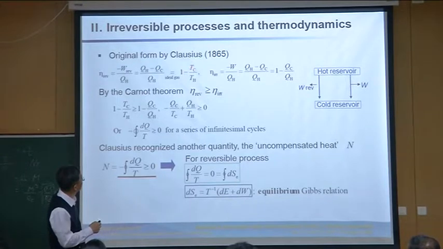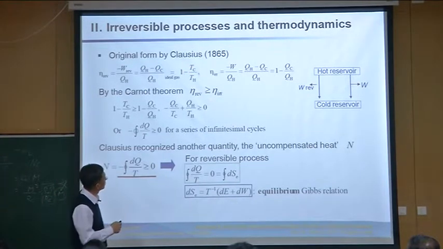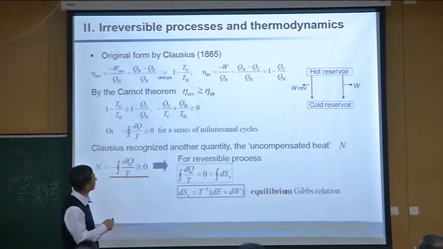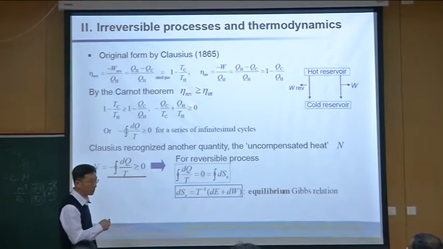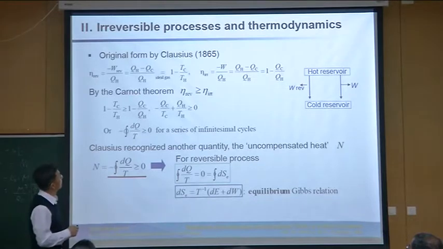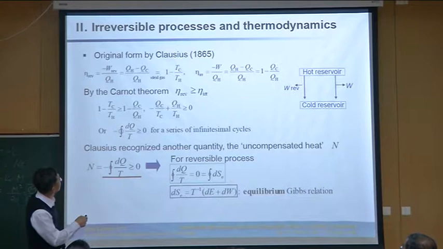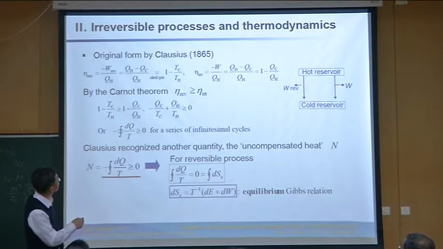Then it becomes 1 minus TC, the cold temperature, divided by TH. In the case of an irreversible process, you cannot simplify this way. You just keep this one, QC over QH anyway. And then we know that the reversible efficiency is the maximum, so it is always greater than the irreversible efficiency. And then using these expressions, you can show that from this one, this one, this one.